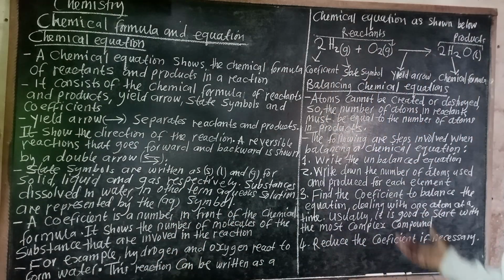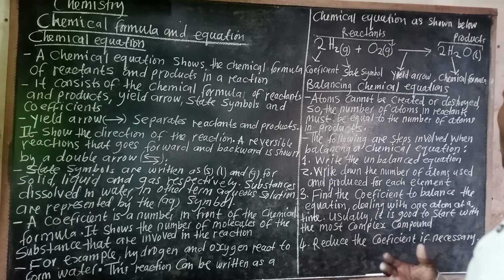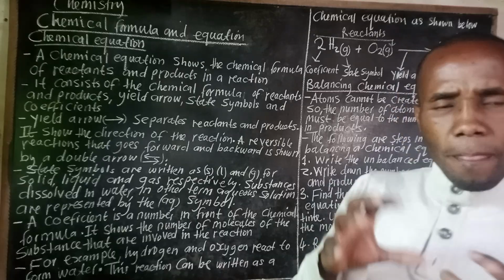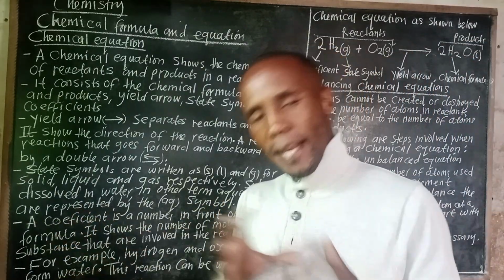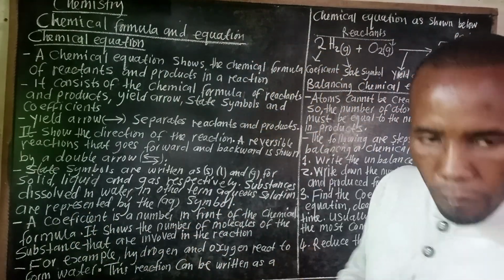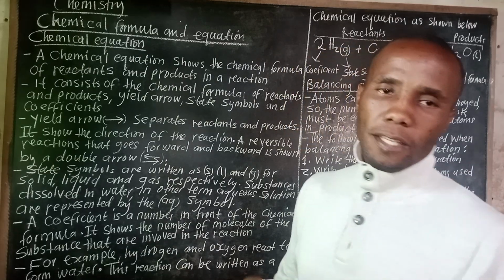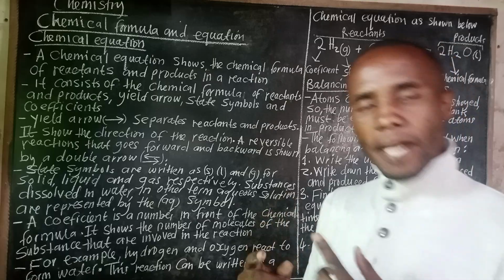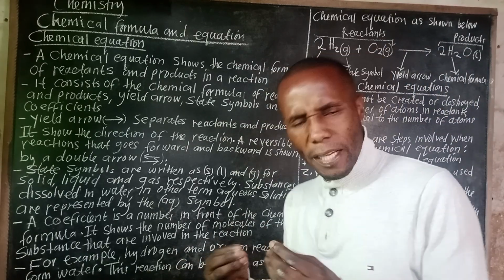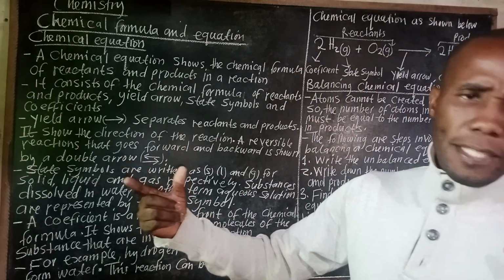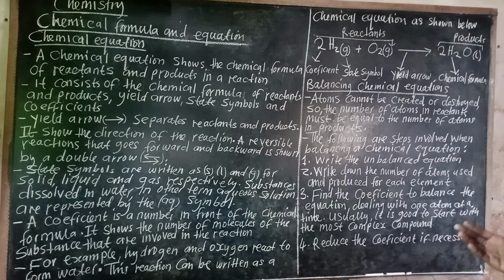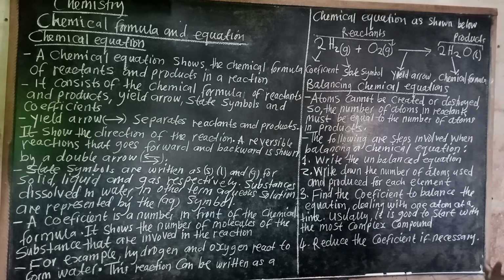Then 3, find the coefficient to balance now the equation, dealing with one atom at a time. So now when you are looking for a number that can balance the equation, you have to find the number of atoms. And you have to make sure that as you are balancing, that should be done one at a time, to each atom. This one, you get a number so that you balance the reactant and the product. Then the last point, in fact, we are on 3. Find the coefficient to balance the equation, dealing with one atom at a time.